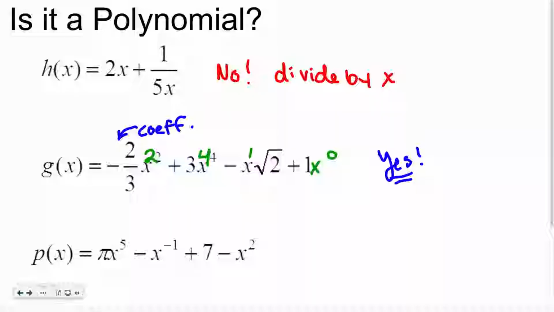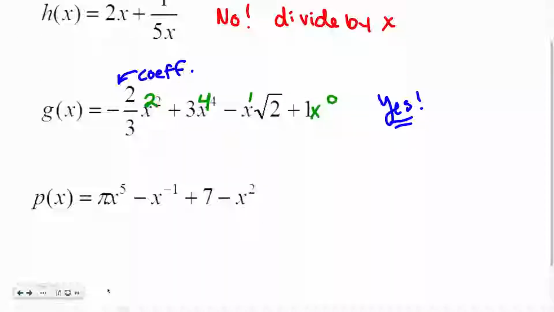Okay, so have a little chat with your new table group and see what you guys think about P of x. P of x, I know it's at the bottom, so it's a little hard to see, is pi x to the 5th minus x to negative 1 plus 7 minus x squared. So talk to your group for me.